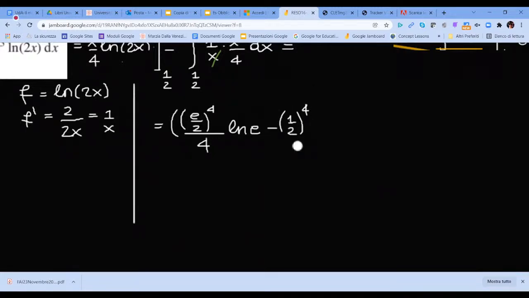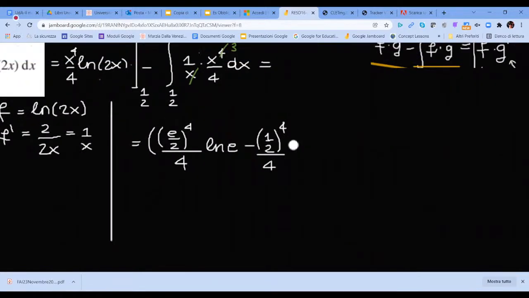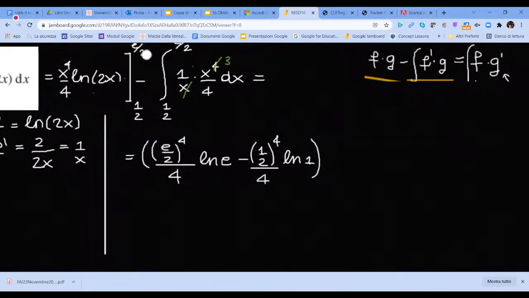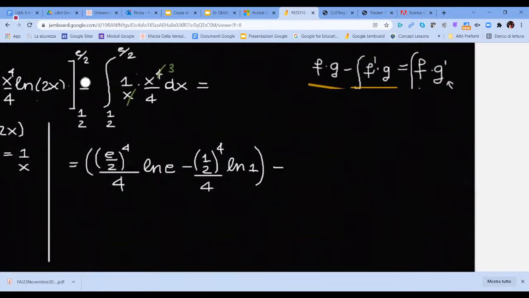One half to the fourth divided by 4 multiplied by logarithm of 2x divided by 2, it is 1. Okay, this is the first computation. And then we can write this integral, it is x cubed divided by 4. And we can already write the primitive, it is x fourth divided by 4 times 1/4. And we should compute between 1/2 and 8/2.